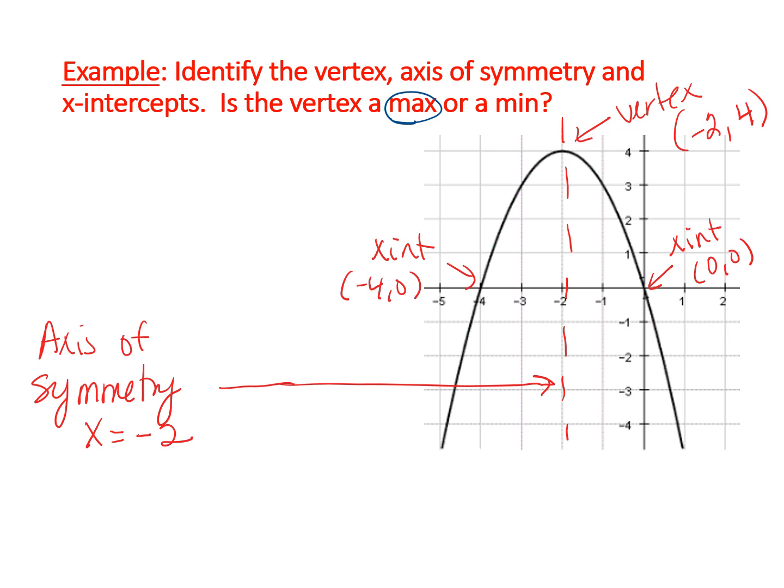So here you can check your answers. Our vertex was negative 2 comma 4. So my axis of symmetry was negative 2. Again, notice the equation for the axis of symmetry matches the x-coordinate of the vertex. My x-intercepts were negative 4, 0, and the other one happened to be the origin, so the point 0, 0. And in this case, the graph has a high point, so it contains a maximum instead of a minimum. All right, moving on.